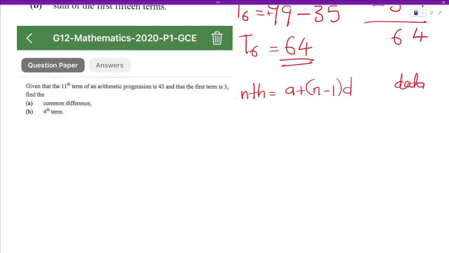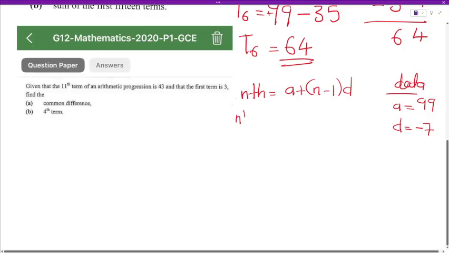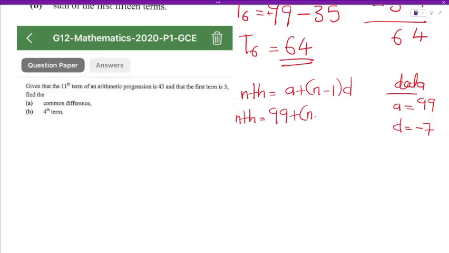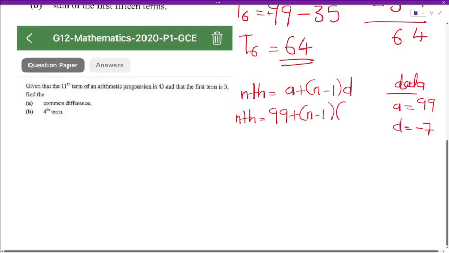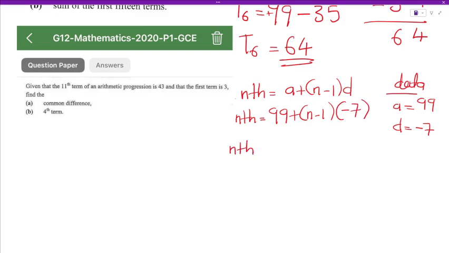When you are solving for n, all you need are these values a and d. We found the first term as 99 and the common difference as negative 7. So simply plug this into your formula and then simplify. I'm going to say nth is equal to a, which is 99, plus n minus 1. We're solving for n. That is why we have n minus 1 in there. We said when the common difference is negative, you need to put it in brackets. So nth will be equal to 99 plus this here.